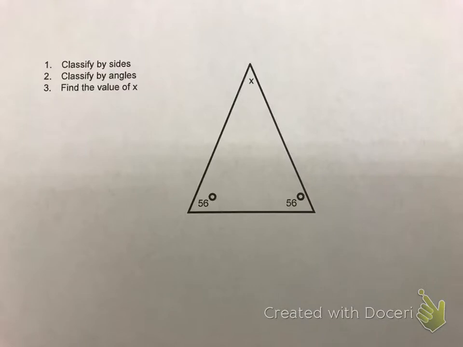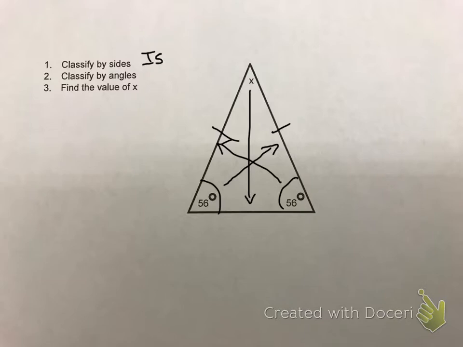So let's classify this triangle by its sides, by its angles, as well as finding the value of x. We can see that two angles, here and here, are the same. This angle is across from that side, this angle is across from that side. Since these two angles are the same, that means that this side and this side are the same. So that means that it is an isosceles triangle.